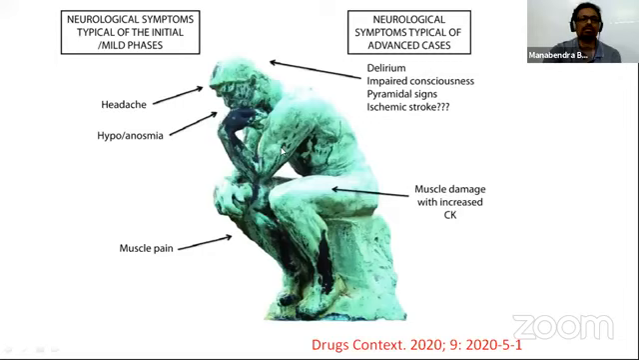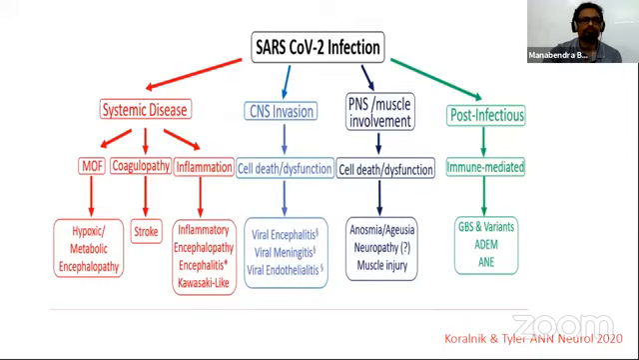This paper shows that mild symptoms include headache, hyposmia, anosmia and muscle pains, while alteration of consciousness level, coma, pyramidal signs, stroke and muscle damage are the severe forms. There is an interesting article published by the American Academy of Neurology, which said that, as this pathology is already discussed, the CNS and PNS have direct viral involvement that can cause cell death or dysfunction, and can cause encephalitis and some peripheral nerve abnormalities as symptomatologies.